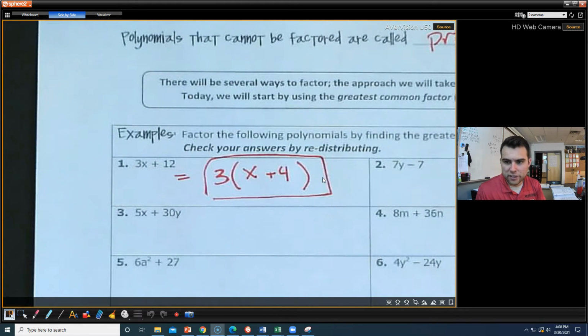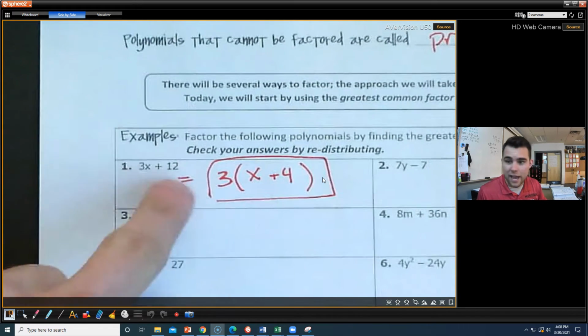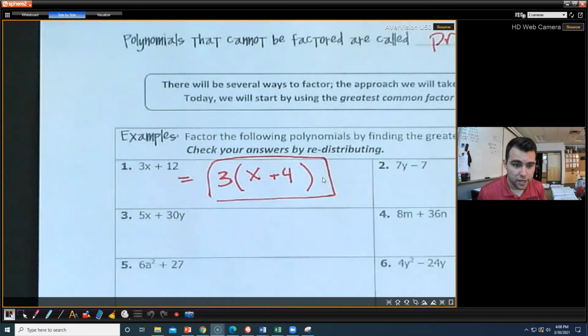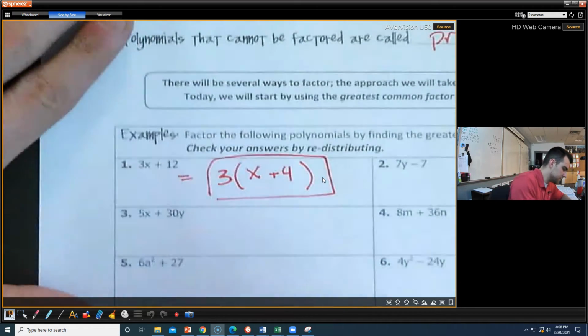And so that's really the process of what's going on. I'm looking at what is the greatest thing that they have in common, and then I yank that out, and then I basically divide what I had by what I yanked out. Okay? Let's see it with number 3.